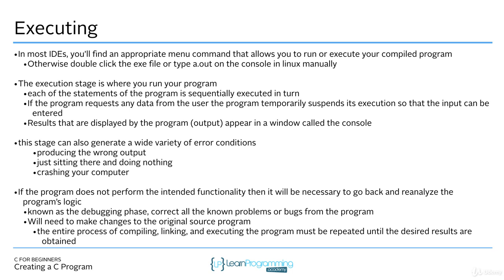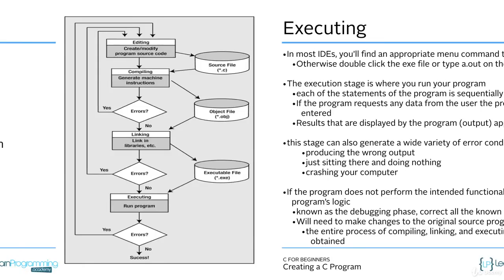If the program does not perform the intended functionality, then you have to go back and edit the source code. You may have to reorganize or redesign. This is known as the debugging phase, to find and fix your errors. We're going to have a whole section on debugging because it is that important. I mentioned earlier that one of the best ways to learn is to learn through your errors. You're going to constantly go back and edit source code and debug. The entire process of compiling, linking, and executing the program is repeated until you're done, until you have all the results that you need for the functionality of that code.